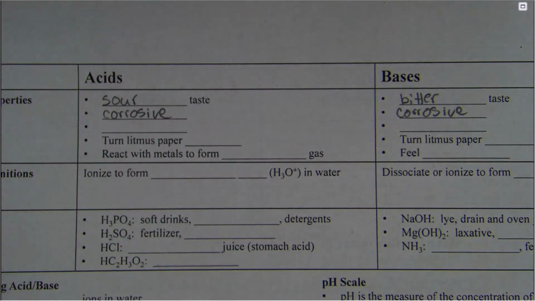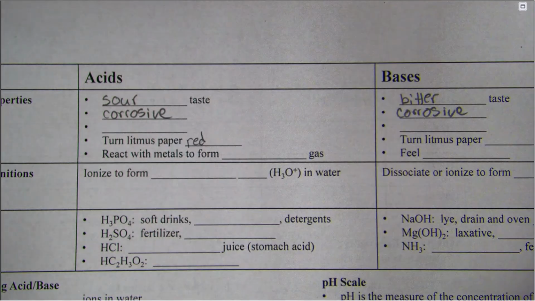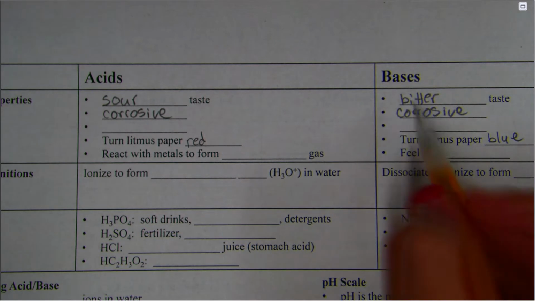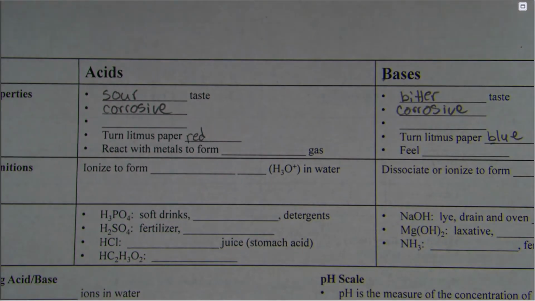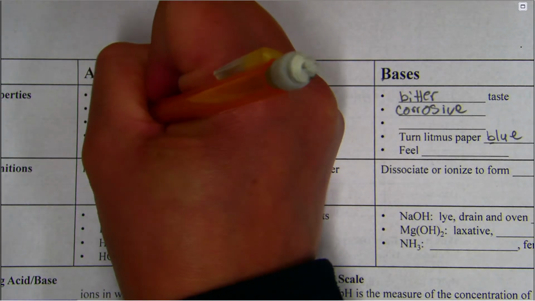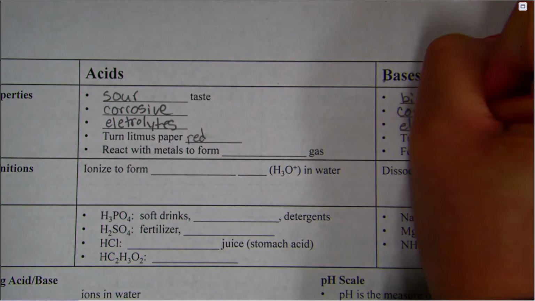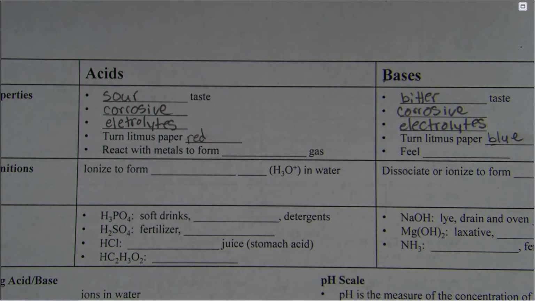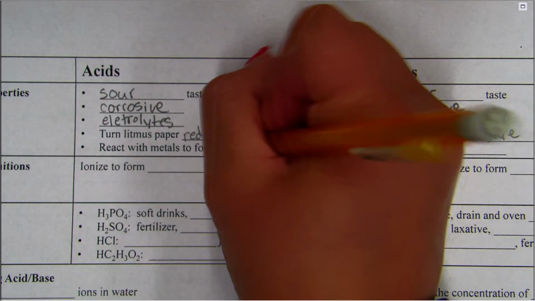Acids are going to turn litmus paper red. Bases are going to turn litmus paper blue. And I remember this, B for base and B for blue. They are both electrolytes. I left this out. Let's go back up. They are both electrolytes. All right. Acids are going to react with metals to form hydrogen gas.